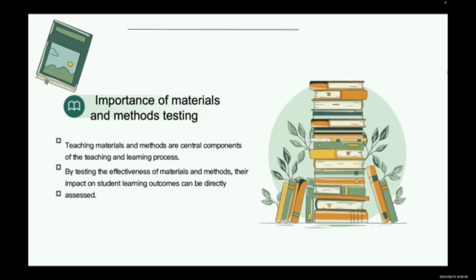Okay, the first part is about the importance of materials and methods testing. Direct impact on teaching effectiveness. Instructional materials and methods are central components of the teaching and learning process. By testing the effectiveness of materials and methods, their impact on students' learning outcomes can be directly assessed.